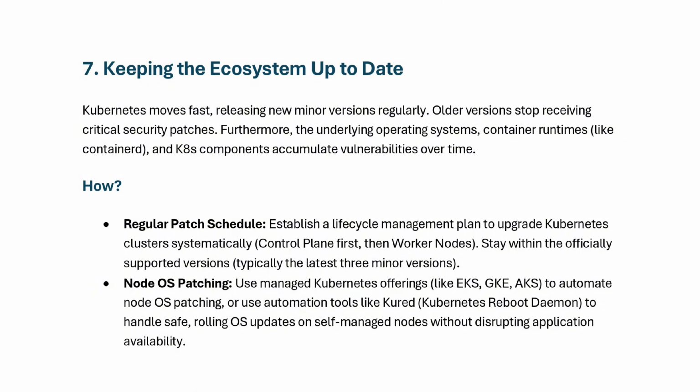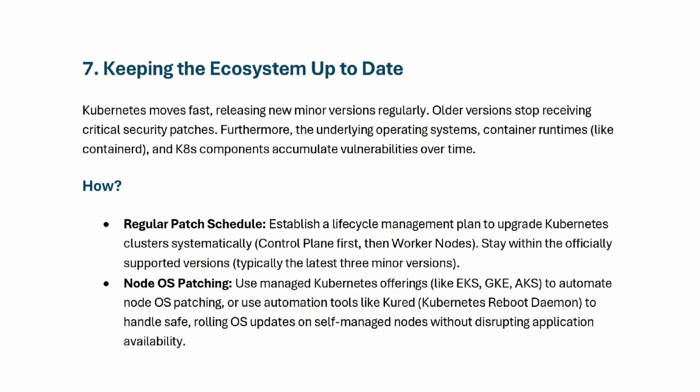Now, seventh and the final is keeping the ecosystem up to date. Kubernetes moves fast. They release new minor versions regularly. Older versions stop receiving critical security patches. Furthermore, the underlying operating system, container runtimes like containerd, and Kubernetes components accumulate vulnerabilities over time. So one of the key aspects of keeping a Kubernetes cluster secure is to keep everything within the cluster and its components, including Kubernetes components, up to date with the patched or fixed versions, that is the latest versions.